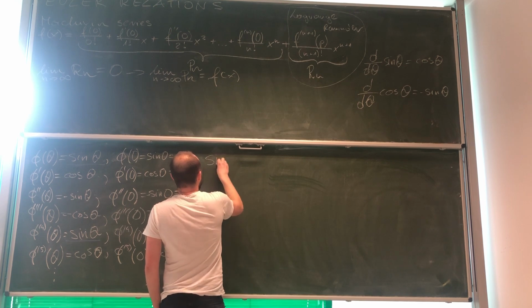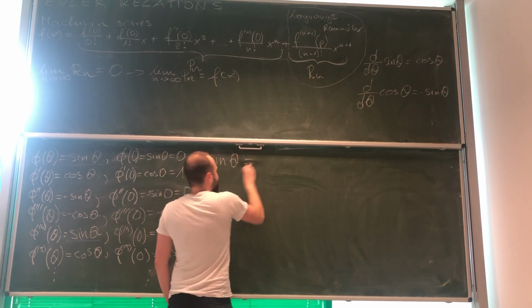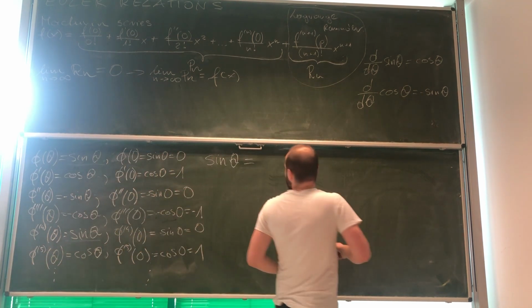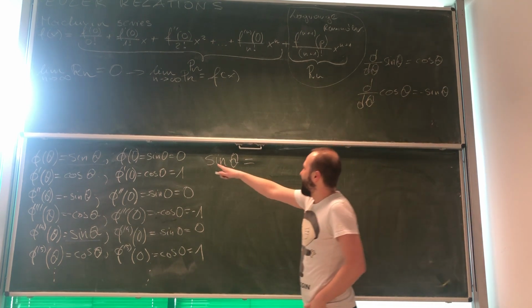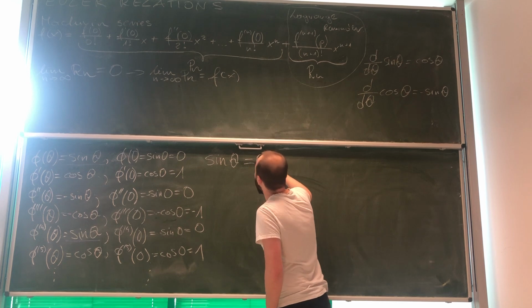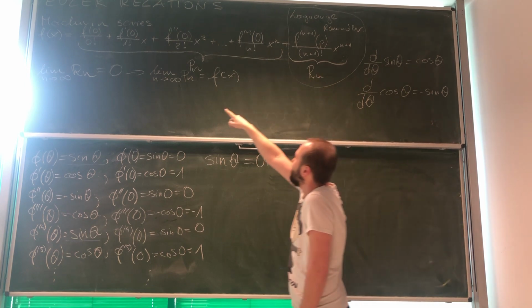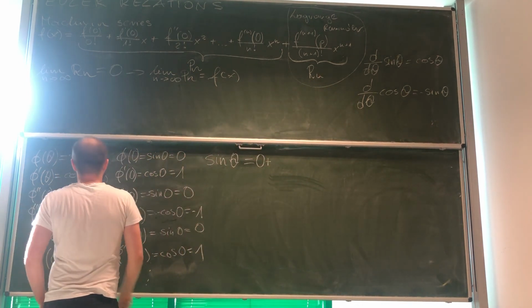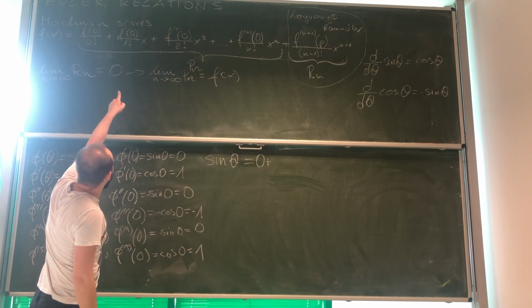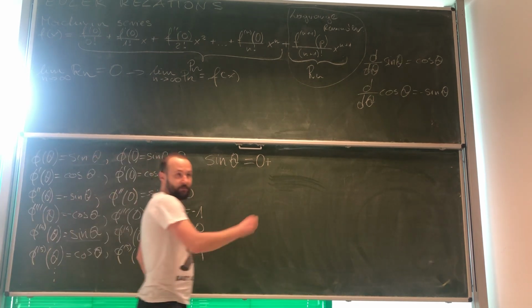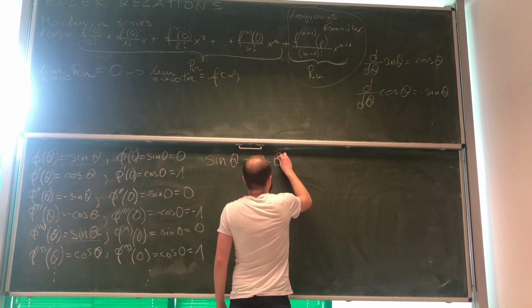Okay, so we need to expand sine theta. So what will be the first term? f of 0 divided by 0 factorial. I remind you 0 factorial is 1. So 0 divided by 1 is 0. Then we've got plus f prime of 0, which is 1, divided by 1 times x, but our x is theta. So we've got just plus theta.